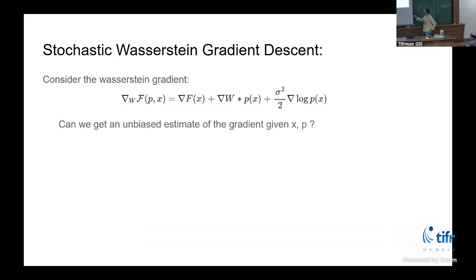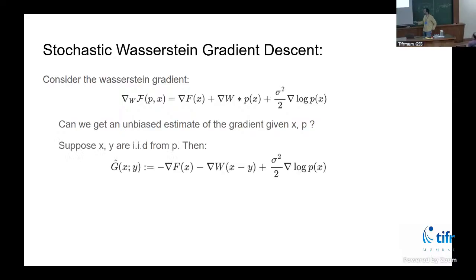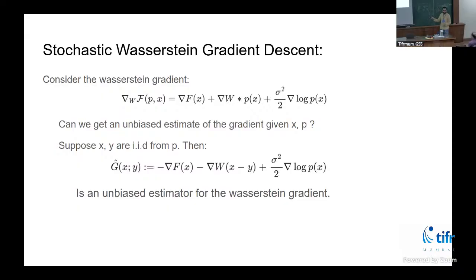I'll ask the question, can we get an unbiased estimate of the gradient given x and p? Suppose x and y are IID from p, then we can consider g hat of x comma y, which is minus grad f of x minus grad w of x minus y plus sigma square grad log p of x. This will become a Brownian motion, so it doesn't matter, but let's consider these two terms. Then if they are IID from p, this is an unbiased estimate for the Wasserstein gradient, because if we just integrate out y, then we get grad w convolved with p.